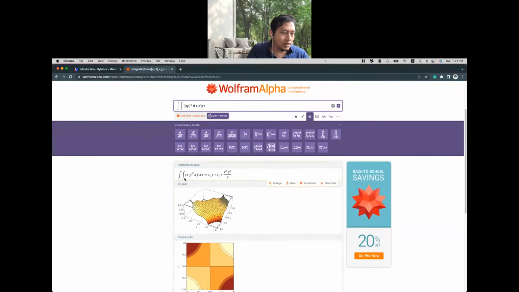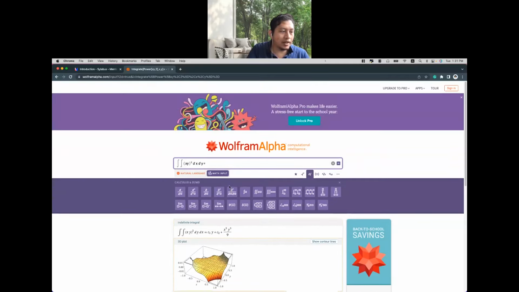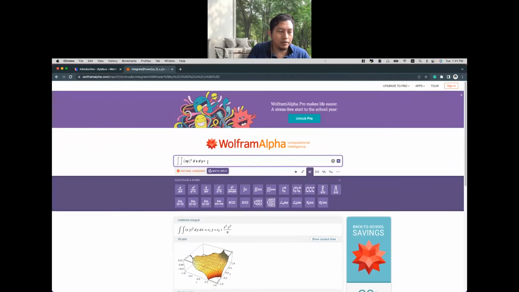I think since the integration is not really complicated, they don't really show you the steps. I think it's easy to follow, right? What you need to do is just integrate one by one, integrate y, integrate the x, and then you have this. Okay. So basically, you can ask anything in this Wolfram Alpha.